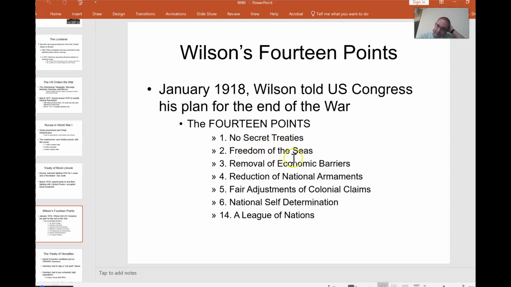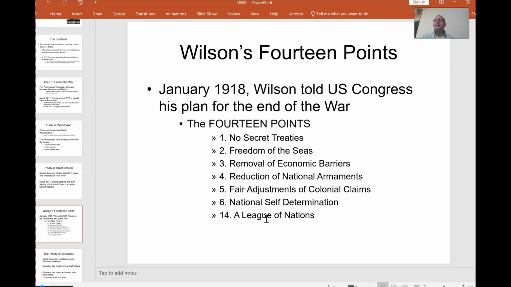So he sets up, as I've said, the 14 points, right? No secret treaties, freedom of the seas. There is more detail in these. But again, it's trying to settle a lot of the things that caused World War I. His final goal is the League of Nations. Now, the League of Nations is a deliberative body set up with a group of nations to try and preserve peace, right?